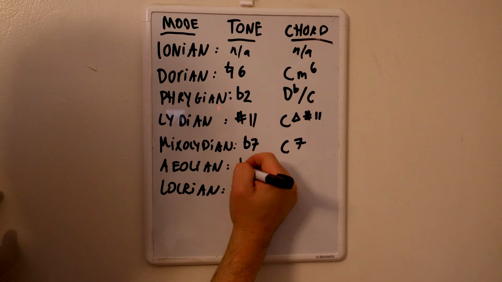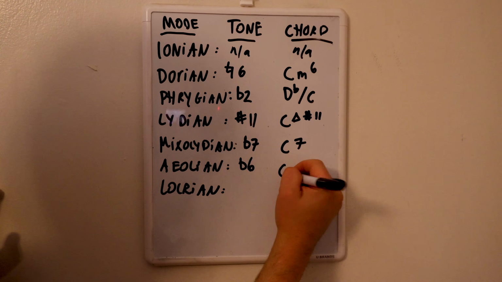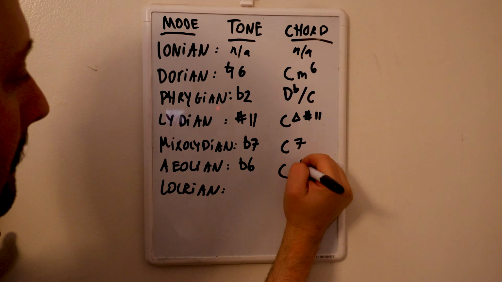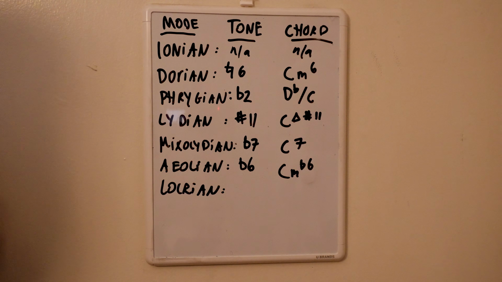Now for Aeolian, the flat 6. Remember, Dorian had the natural 6. This one is going to have the flat 6 here. It's going to be associated with the flat 6 sound like this. This is just a beautiful chord that you can play to suggest the Aeolian sound.